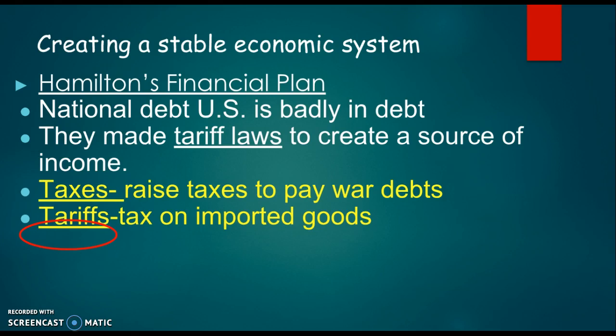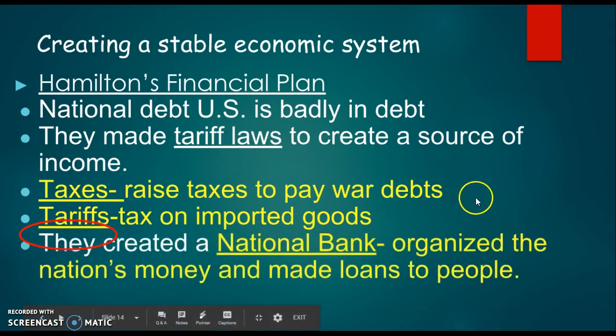So these are fees that we make foreign countries pay for them to sell things in our country, which increases the price of the goods, which encourages people to buy American goods. It's called a tariff. We're going to talk about that all year.